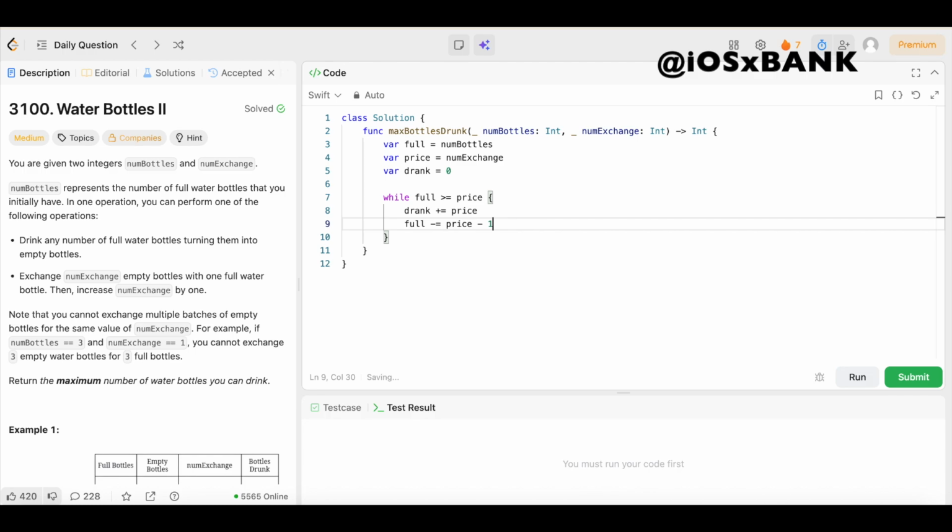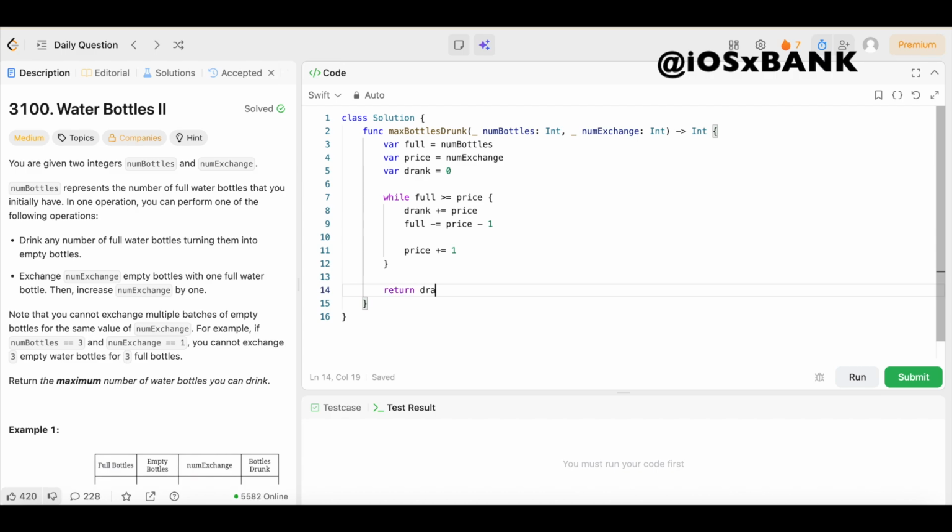Boom. Then the exchange price increases by 1 after each exchange. So then we're going to come underneath this. We're going to say price plus equals 1. And now we just need to add any remaining full bottles to the total drunk count by coming right here and saying return drink plus full.